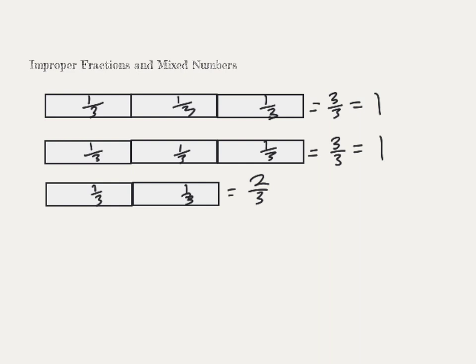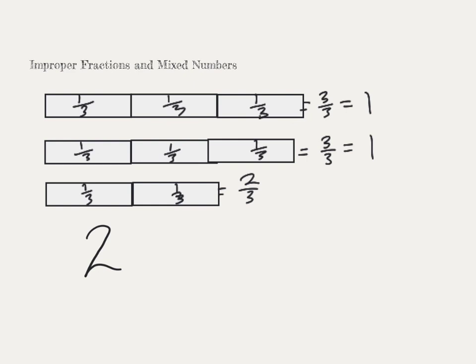So what does that mean? I can say I have 2 whole bars, and what's left over? 2/3. So I've got 2 and 2/3, or I can add them all together and say I've got 1, 2, 3, 4, 5, 6, 7, 8/3. So here, 2 and 2/3 is the same as 8/3.